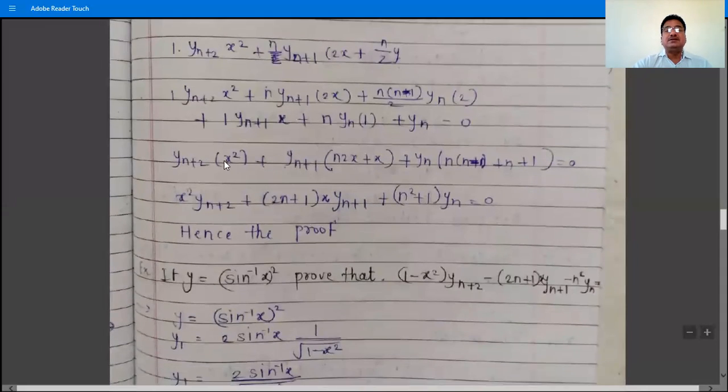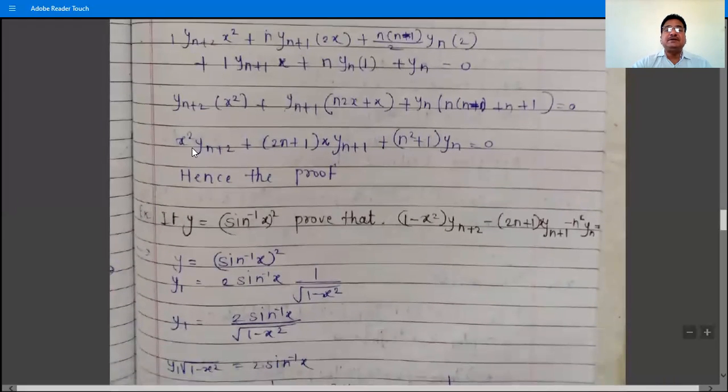So next is now adjustment. So this is yn plus 2 x square. This is yn plus 1 is 2 n x, and this is the term x plus x. Take yn plus 1 as common from these two terms, and these two get cancelled, and then take yn as common from the remaining three terms. So we have n in bracket n minus 1 plus n plus 1. Okay, after taking yn as common.